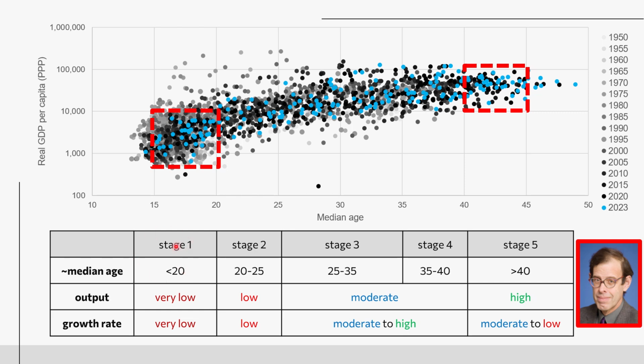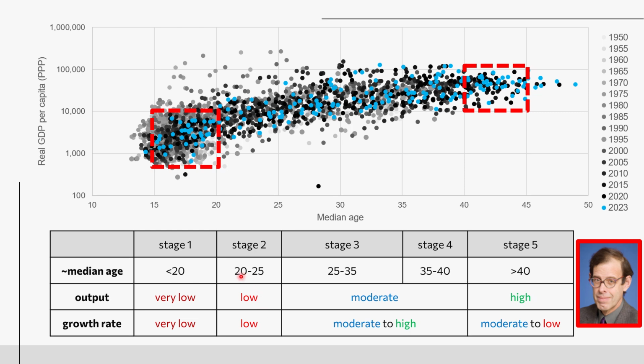So in stage one, you're talking median age of less than 20, output is very low, bearing in mind that the demographic transition moves one way. An economy that's young today has been young in the past, and so it's been growing very slowly in the past, and it's already producing very little, hence why output will be very low, and growth rates will also be very low. You move to a stage 2 pyramid, and things slightly improve.